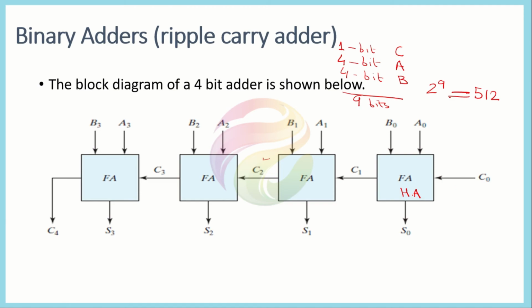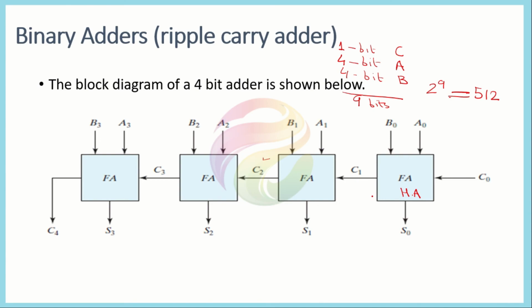The carry enters here, then it moves on to the next full adder, then to the next, and then to the next. So the carry is basically moving on from one full adder to the next. That's why this circuit is also known as the ripple carry adder.